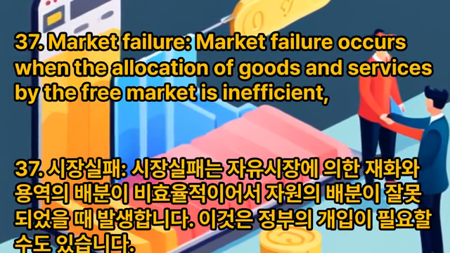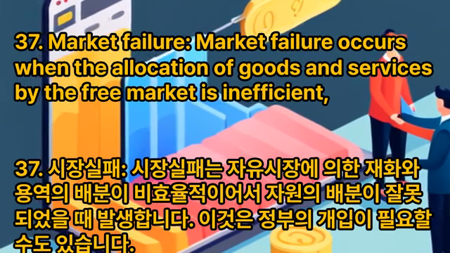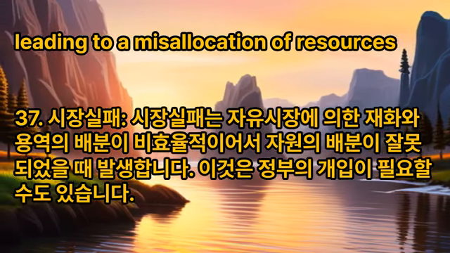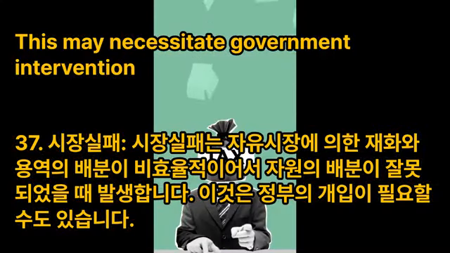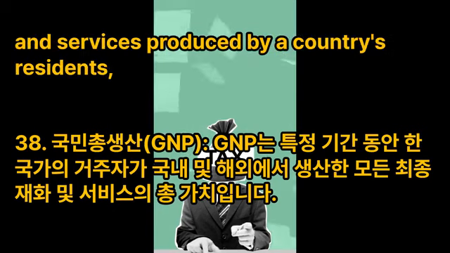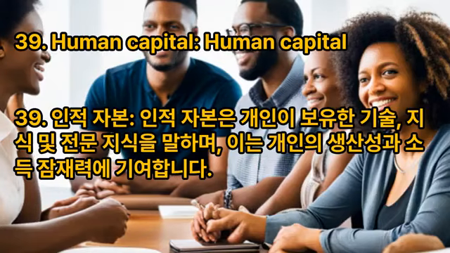37. Market failure. Market failure occurs when the allocation of goods and services by the free market is inefficient, leading to a misallocation of resources. This may necessitate government intervention. 38. Gross national product, GNP. GNP is the total value of all final goods and services produced by a country's residents, both domestically and abroad, in a given period.